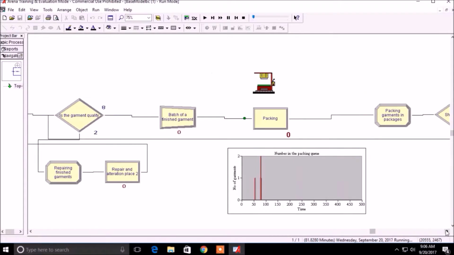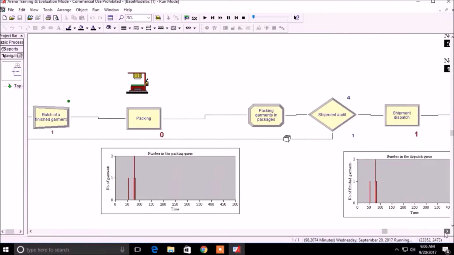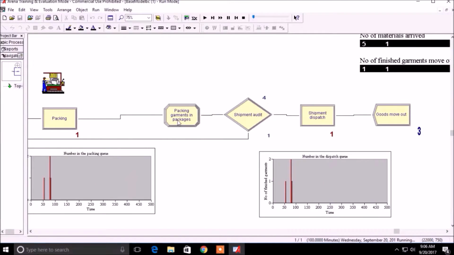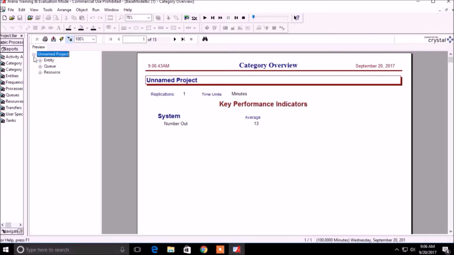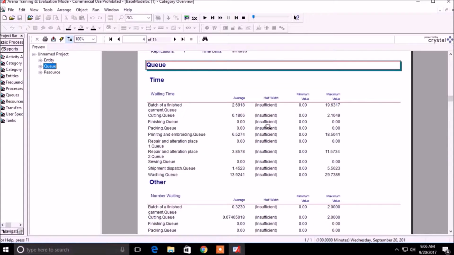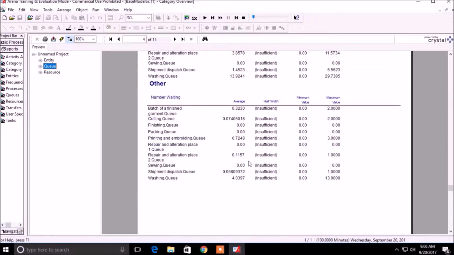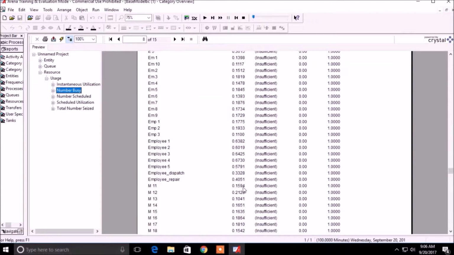This is the packing place. The animation shows their system is busy. The graph clearly shows the number in the packing queue. Garments are finally packed and moved out of the system. You can see the final reports. These are the waiting times and average number waiting in the queues, and this is the resource usage report. You can see that also.